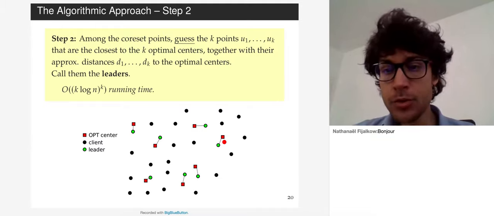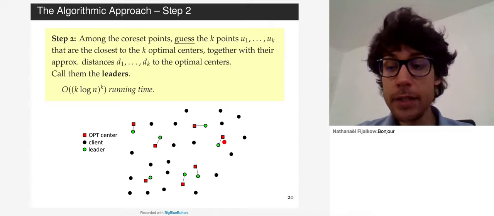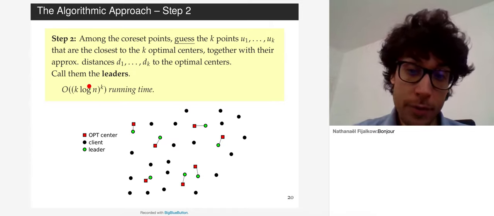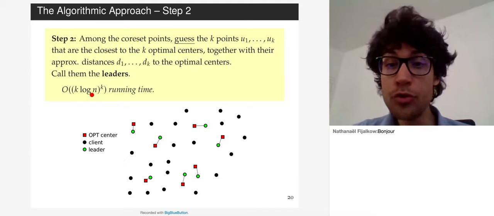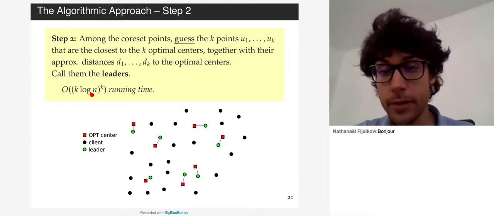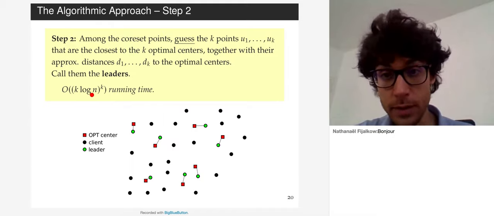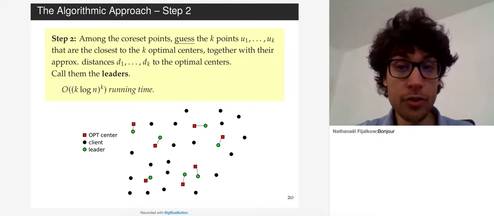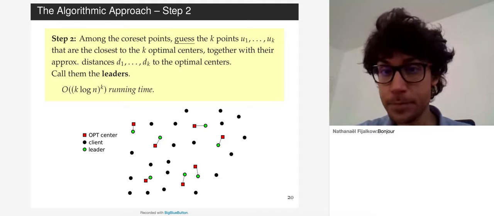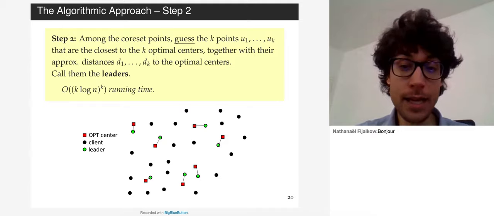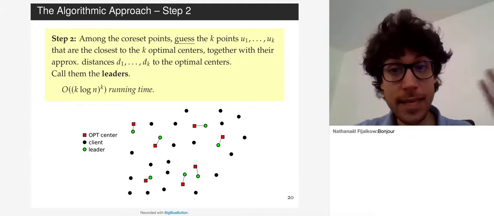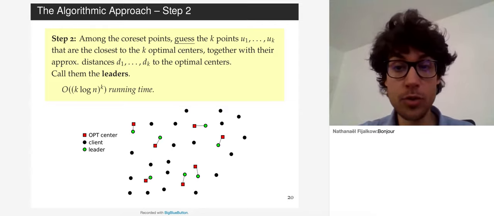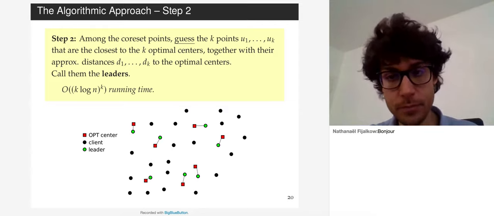Okay, so how much time will it take me to make this guessing? I have k log n points, and I need to guess which ones are the closest one, and there are k of them. So it's k log n choose k, so it's (k log n) to the k. That's FPT time. It's not n to the k, it's (k log n) to the k. So that's good enough running time for us.